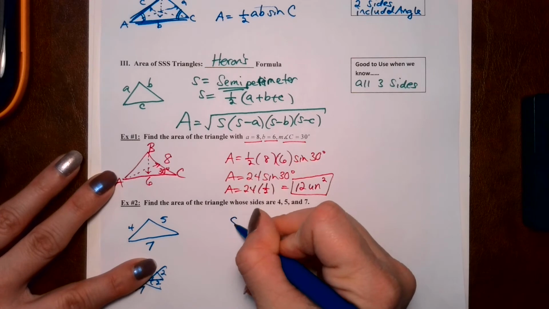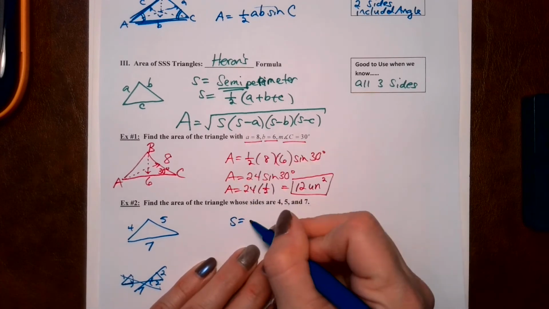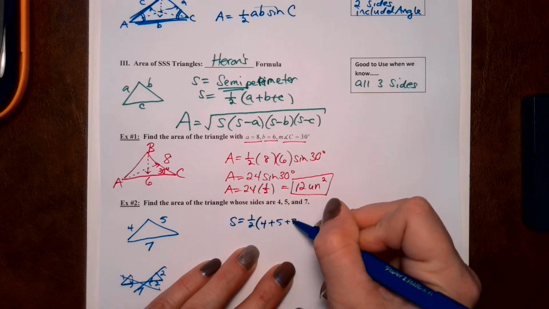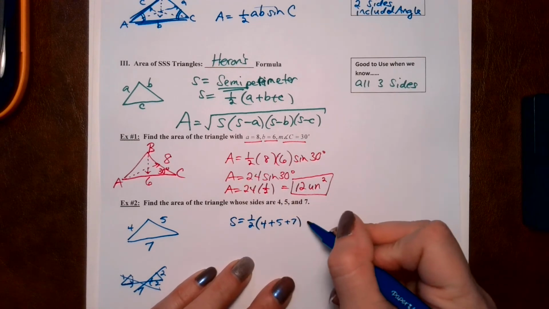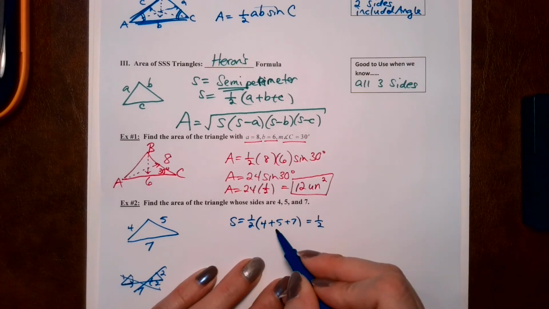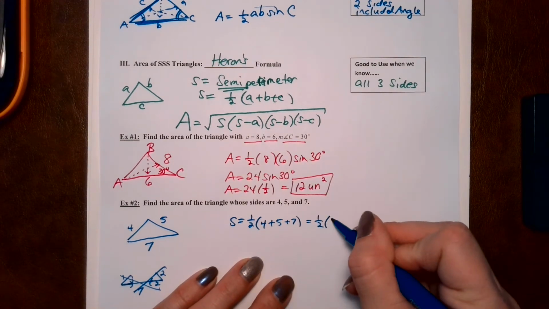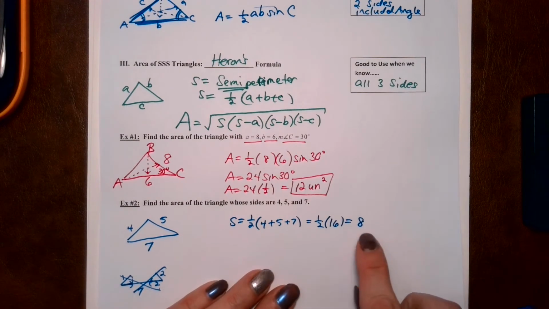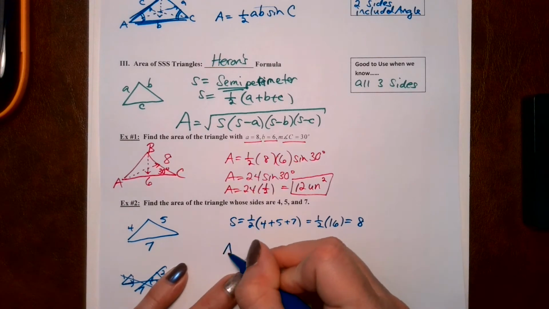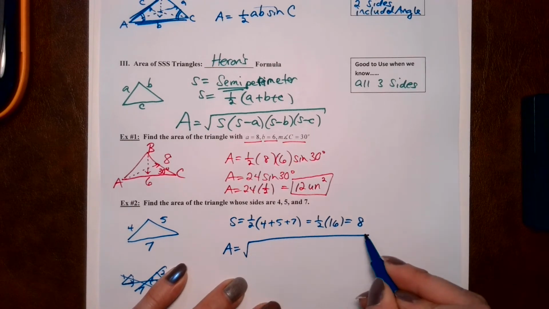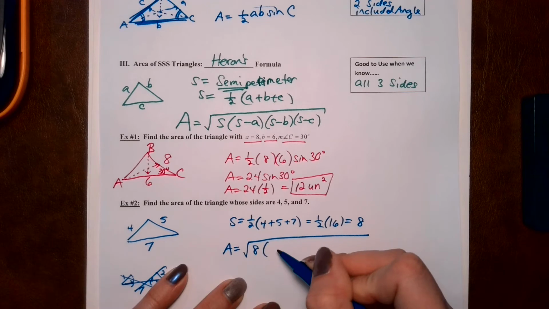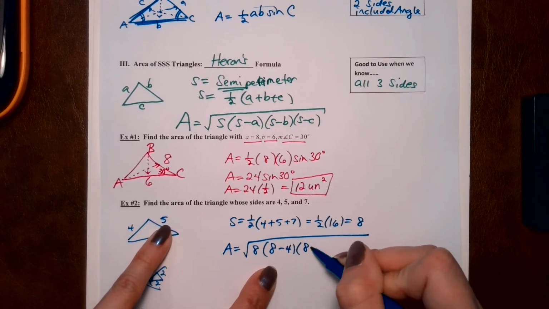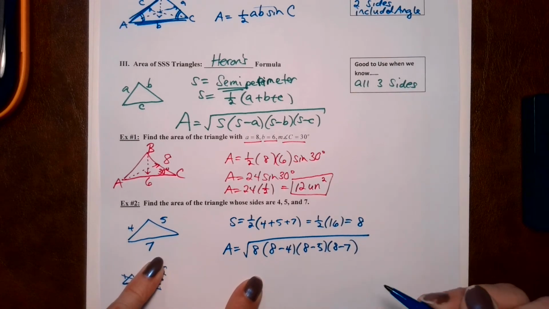The first thing we'll do is calculate the semi-perimeter. Semi meaning half, and then the perimeter of this would be 4 plus 5 plus 7. Let's see, 4 plus 5 is 9, plus 7 makes 16, and half of 16 is 8. So the semi-perimeter is 8. I need to use that in my area calculation, right? So the area is, first we write down 8. Then we take turns. So we're going to do 8 subtract 4, then 8 subtract 5, and 8 subtract 7.